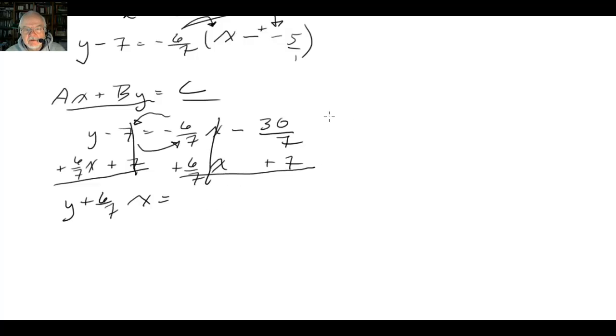Oh, and now I've got this fraction to deal with. So I have minus 30/7 plus 7, right? I'm going to multiply that by 7/7. 7/7 is 1. So 1 times anything is not going to change the value. It's just going to change this to an equivalent fraction.